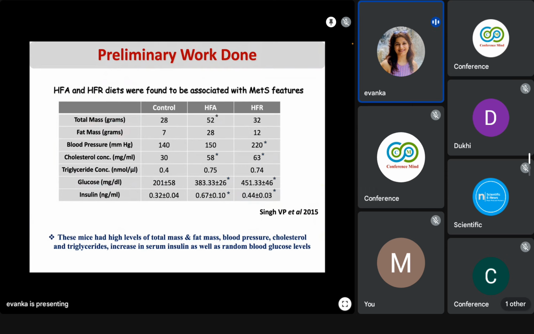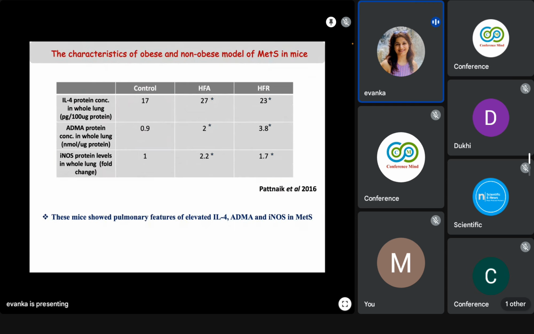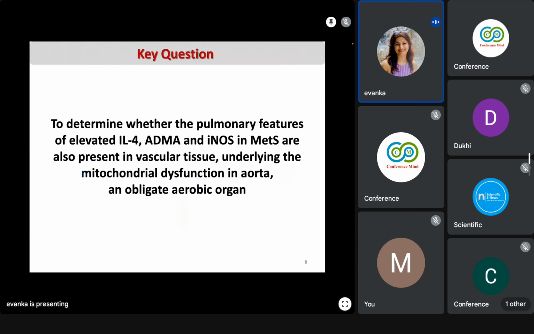For this piece of data, we had prepared a metabolic syndrome mice model. We used high fat and high fructose diets, along with a chow diet model. We checked basic components like fat mass, blood pressure, cholesterol, triglyceride levels, along with the IL-4 and ADMA, iNOS levels, which were being checked, and the pulmonary features were there.